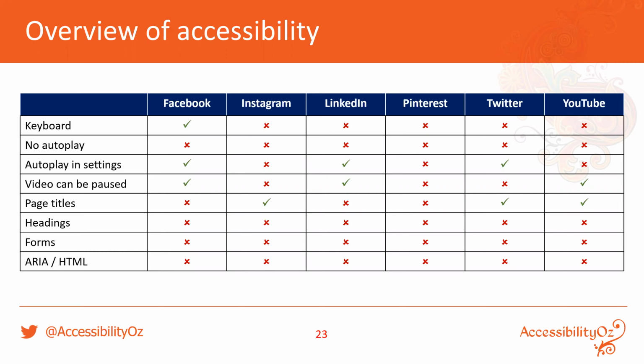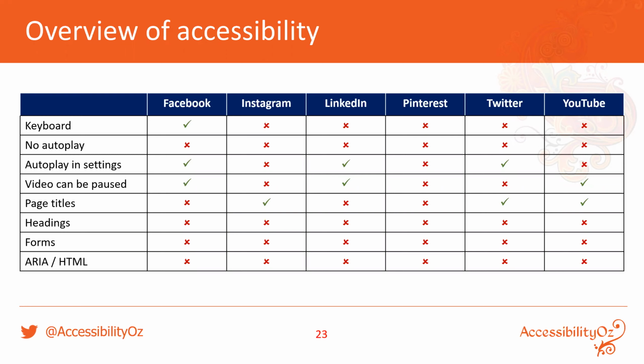So keyboard accessibility is things like making sure all items are keyboard accessible, that they have a highly visible keyboard focus indicator, that there are no tab stops that are not visible, etc. No autoplay means that the video doesn't autoplay. If it does autoplay, that it meets the WCAG requirements for autoplay. And then we also tested for whether there was the ability to turn autoplay off in settings. We tested also that the video could be paused using the keyboard and the mouse, as well as touch.